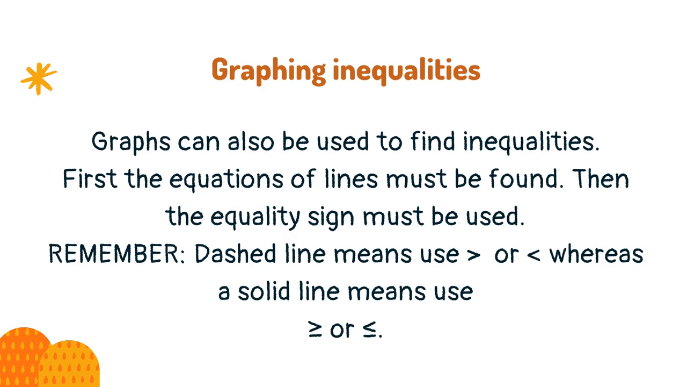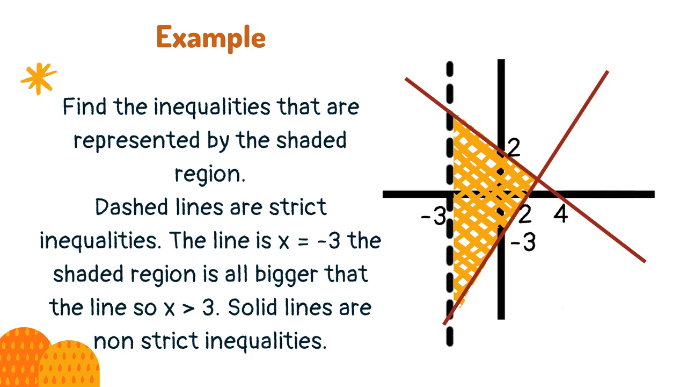Graphs can also be used to find inequalities. First, the equations of the lines must be found. Then the inequality sign must be used. Remember, a dashed line is used for strict inequalities, whereas a solid line is used for non-strict inequalities. Find the inequalities that are represented by the shaded region. Dashed lines are strict inequalities. Solid lines are non-strict inequalities.